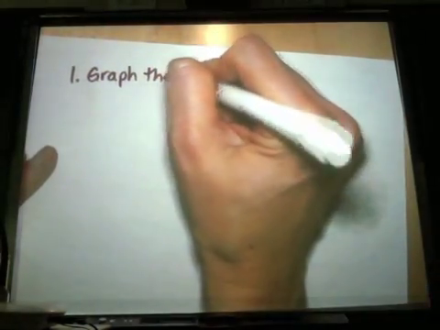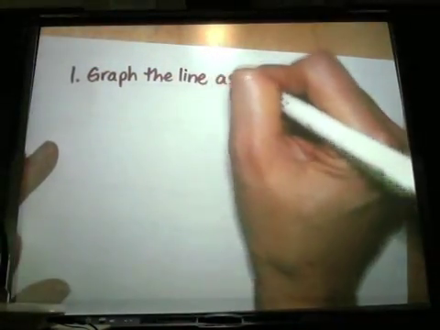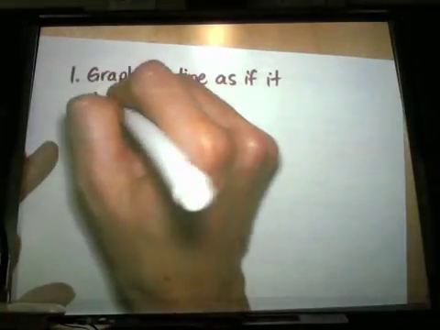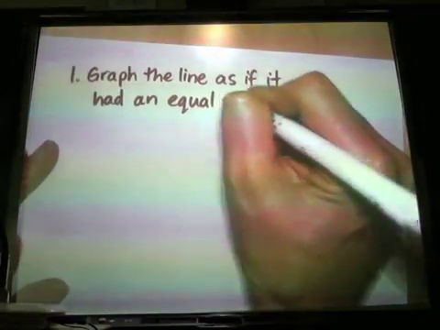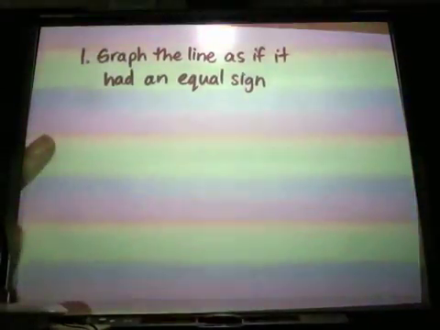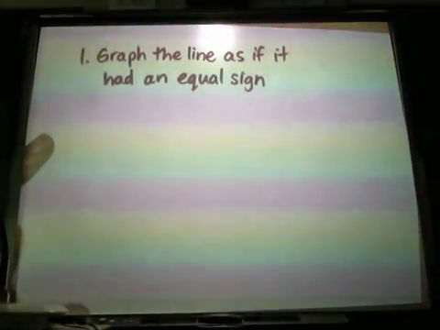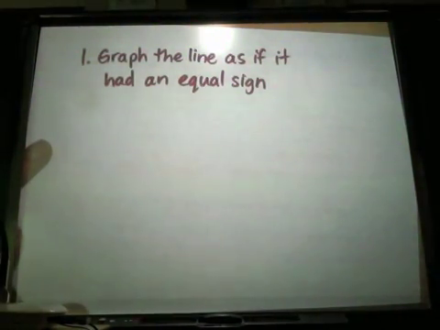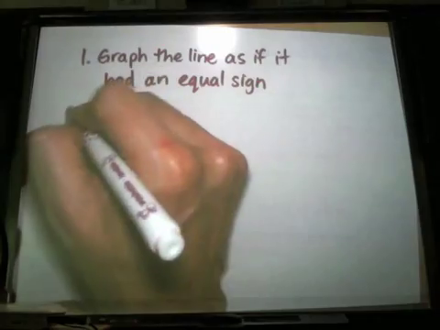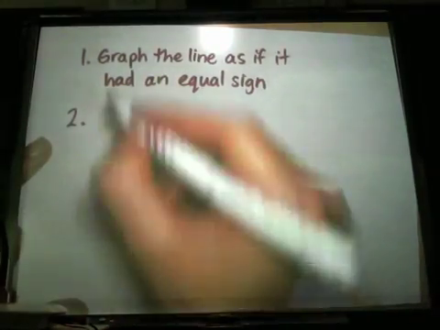Graph the line as if it had an equal sign. So that's what I was trying to show at the beginning there. You're just going to graph it as if it had an equal sign, either slope-intercept form or making a table of values, either way. So you're going to graph that line in that same method. Step 2.